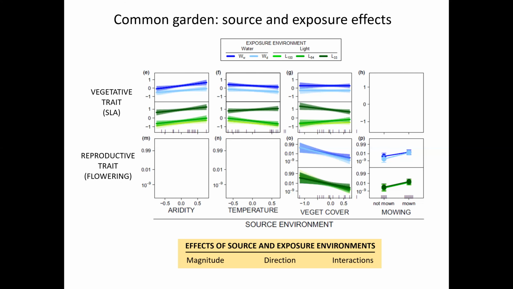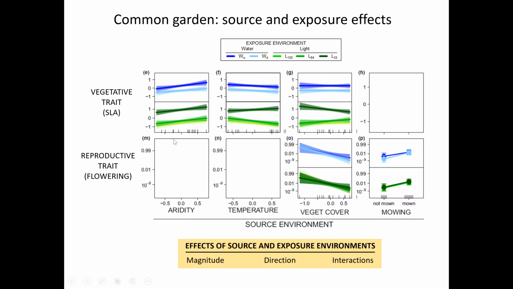We also show, compared with reproductive traits, opposite directions between source and exposure effects. For example, here we can see a positive effect of source aridity on SLA, but we find a negative effect of diminishing water availability in the greenhouse. And we didn't find similar examples of this phenomenon in reproductive traits.